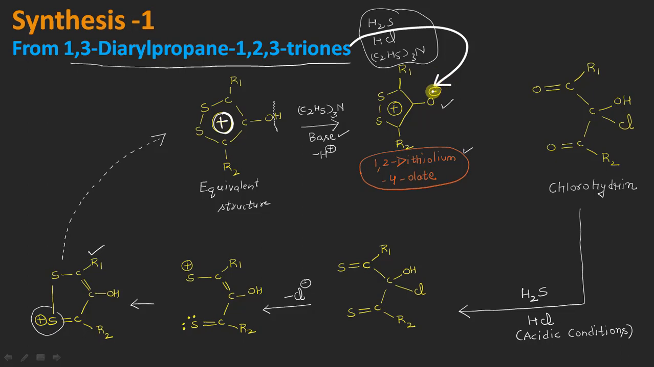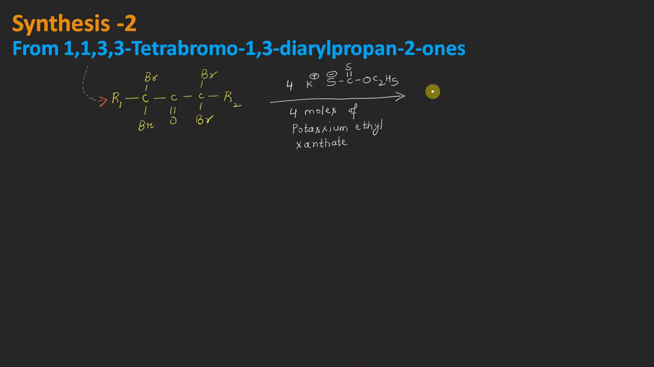And now let's see what is there in the second reaction. It starts from the 1,1,3,3-tetrabromo-1,3-diaryl propan-2-one, right? So you can see here it contains 4 bromos, that is why 1,1,3,3-tetrabromo, and on position 1 and position 3, I mean this carbon here and this carbon here, we are having 2 aryl groups. The R1 and the R2 are the aryl groups, and because it contains 3 carbon atoms, it will be a propane molecule.